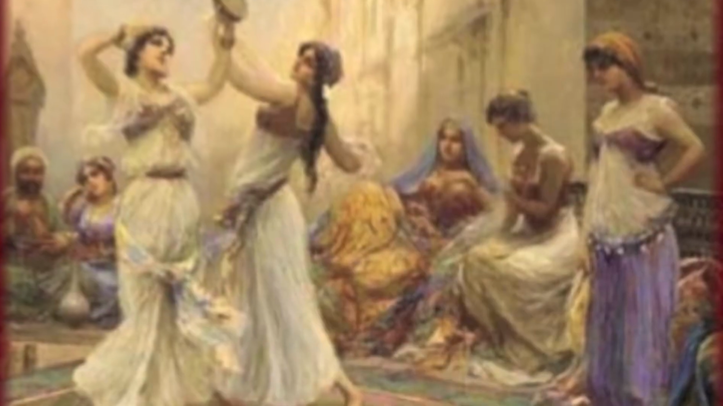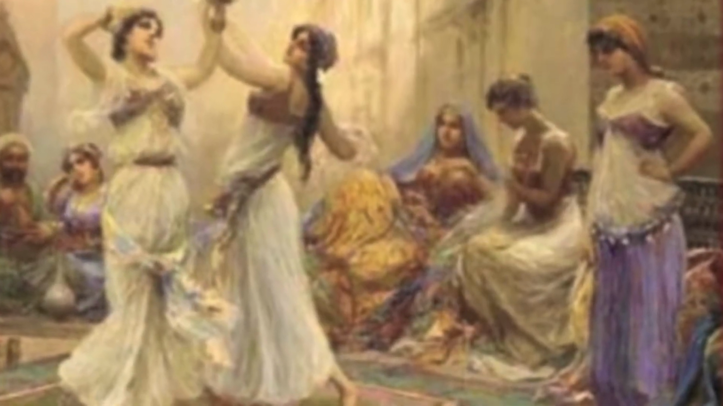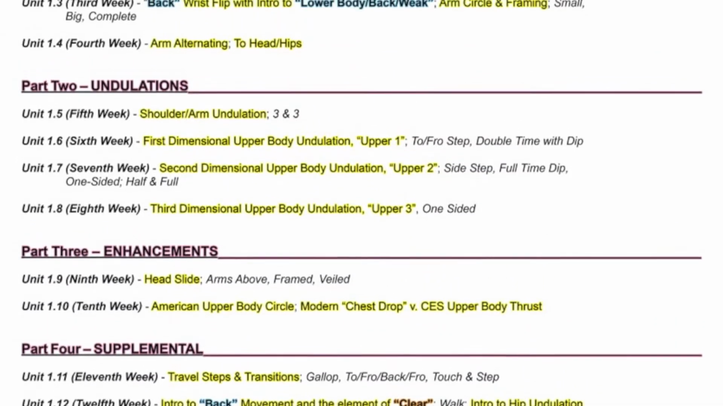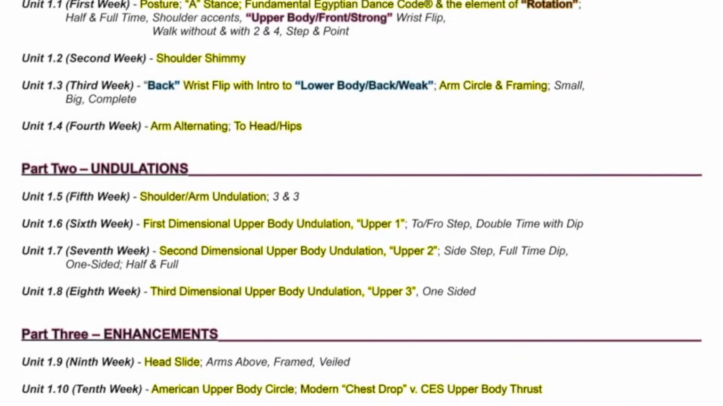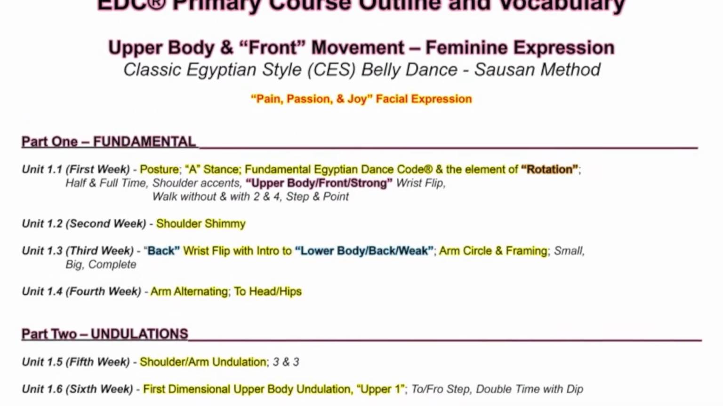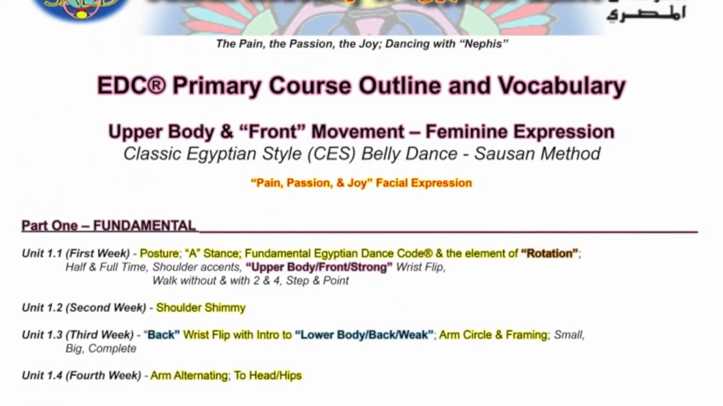I end the course with an introduction to lower body movement, a kind of enticement for what is in store in the secondary course. After completing the primary course, you will feel comfortable dancing in an Egyptian or other Arabic hafla or gathering. This course deals with the feminine aspect of dance and introduces the pain, passion, and joy of movement. Although not required, students attending this course should have attended the initial orientation.